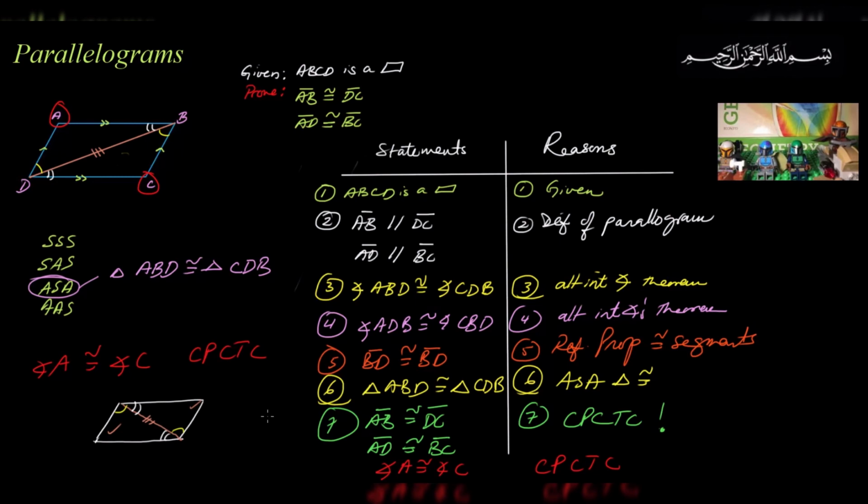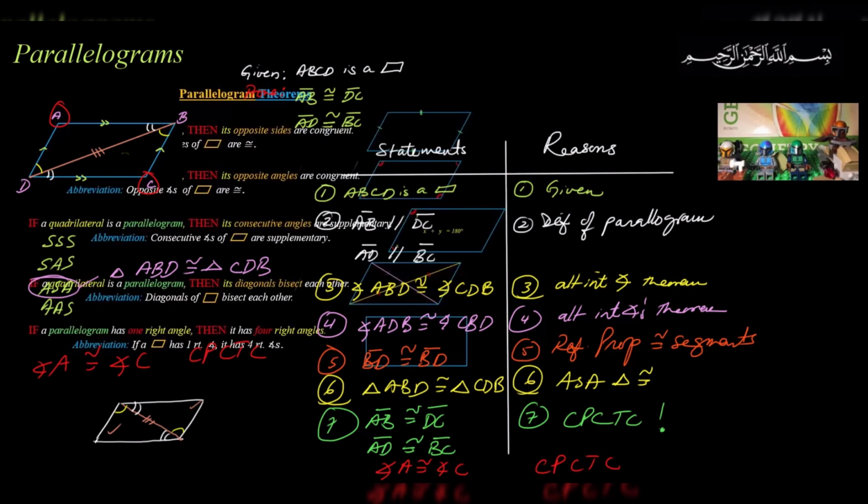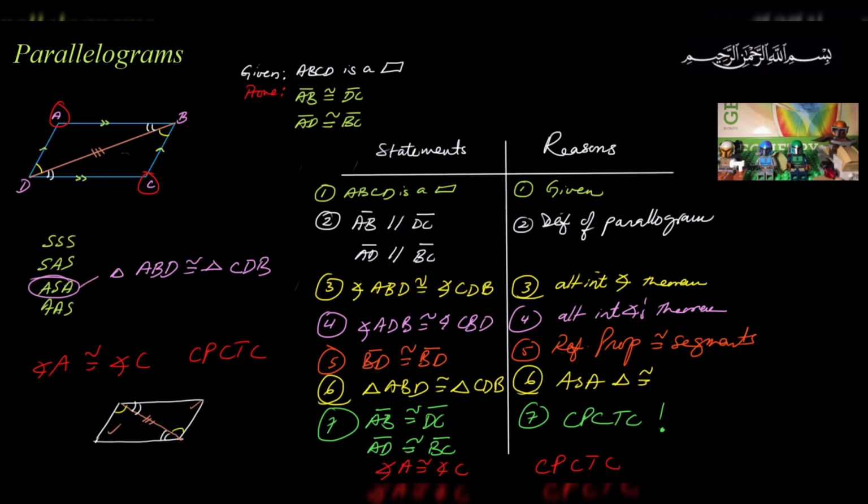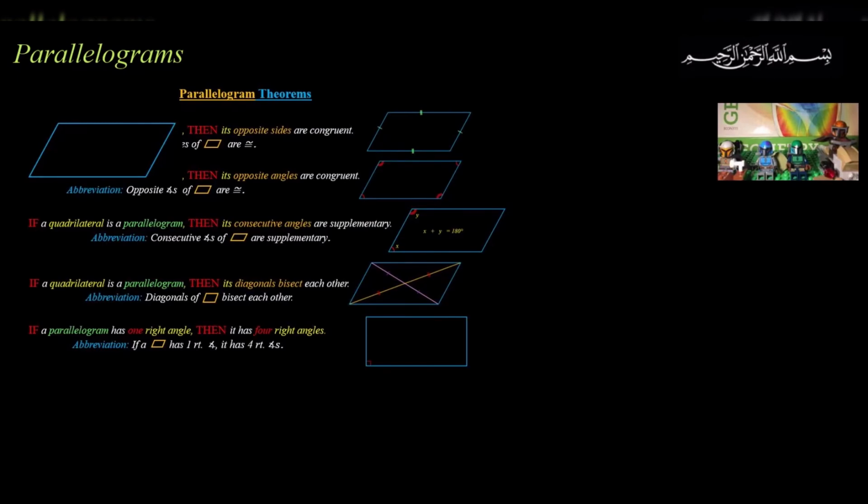So by doing this proof, in fact, we have shown 2 things. Let me show you what we have done so far. Using that particular proof, we have shown that if a quadrilateral is a parallelogram, then the opposite sides are congruent, and opposite angles are congruent by CPCTC, right? Opposite sides are congruent, opposite angles are congruent. So we have done 2 proofs so far for parallelogram.